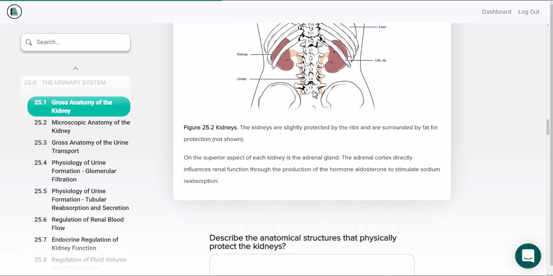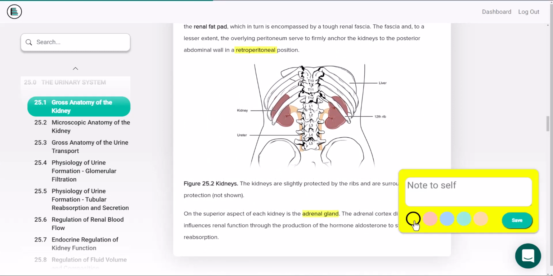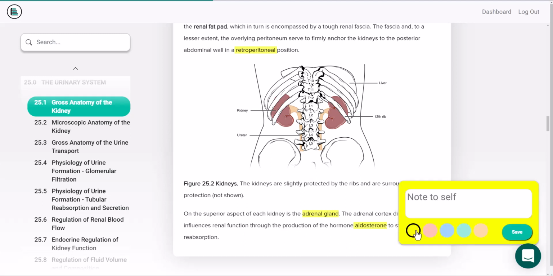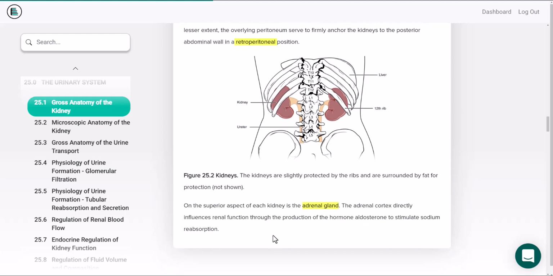Don't forget that on the superior border of each kidney, there are the adrenal glands, one on each side. The adrenal glands are a major organ of the endocrine system, and one hormone that does affect the kidneys is aldosterone. Now, we will not be discussing this, so I'm not going to highlight it. But aldosterone is an important hormone in regulating your sodium reabsorption, and you'll learn a lot more about that hormone next semester.